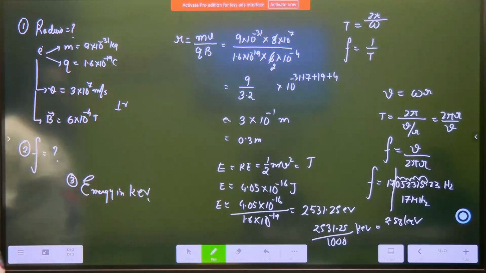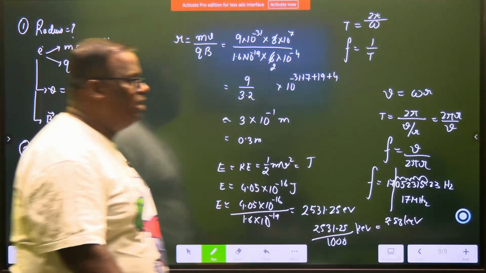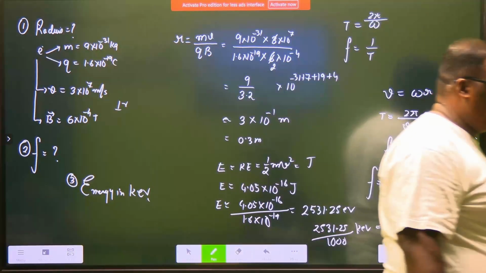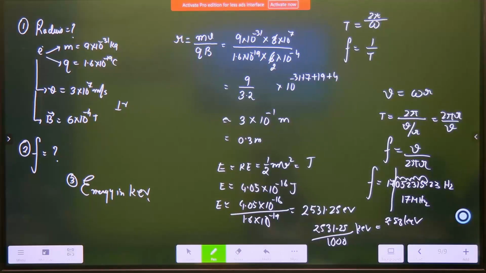Just a calculation problem. They should introduce calculators, then only people will find interest in doing problems. Without a calculator it's useless.